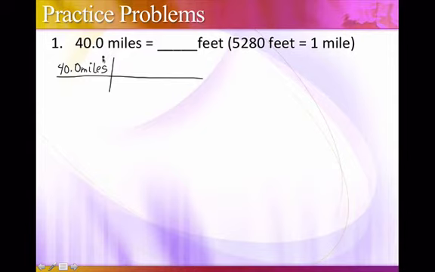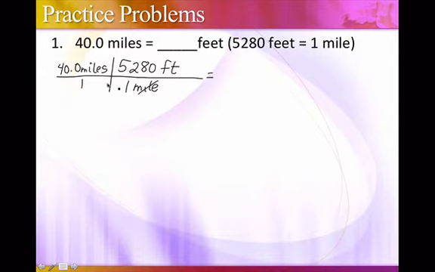Once I get my starting value here, there's nothing under here. We can think of it as a 1. If I go over here, 5,280 feet in 1 mile. We said that if you have the same unit on the top and the bottom, it'll cancel. So that means I want to put the 1 mile on the bottom. And I'm going to put the 5,280 feet on top.